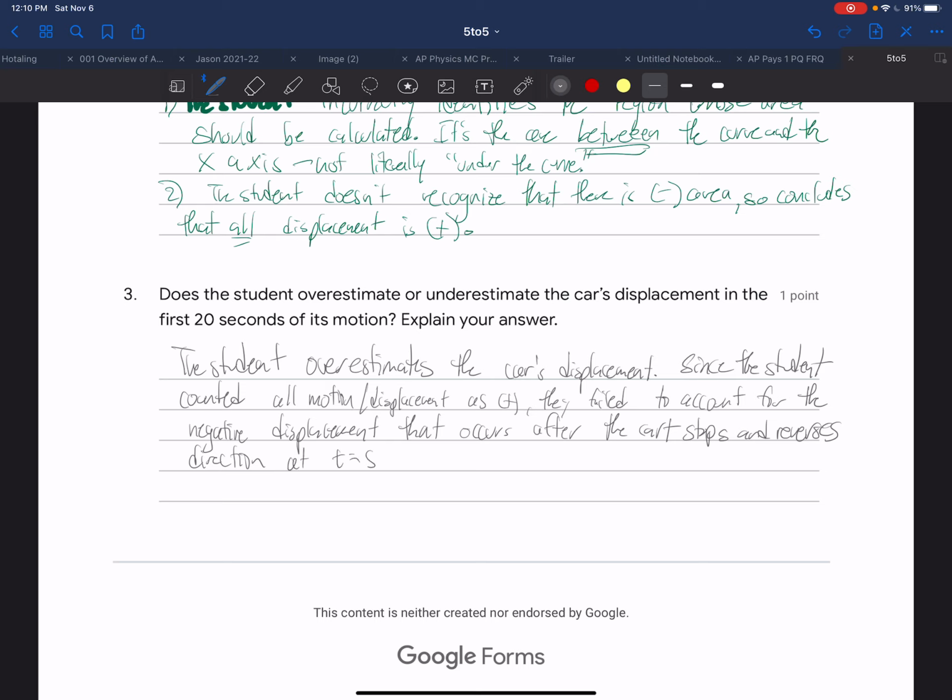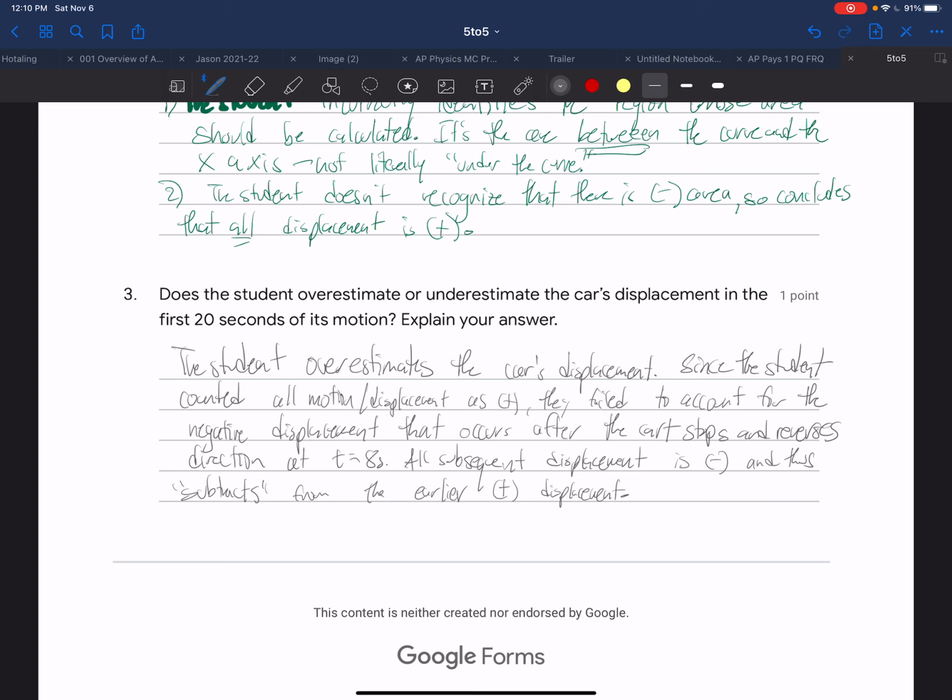at t equals 8 seconds. All subsequent displacement is negative and thus subtracts from the earlier positive displacement.